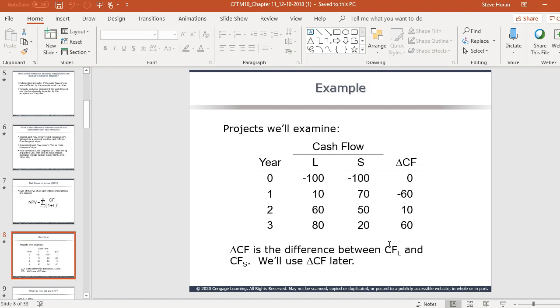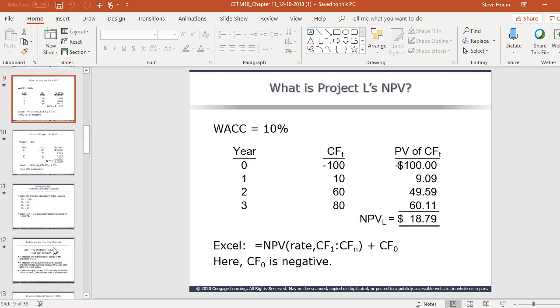Okay, so I spend $100 today, and under this option, I get 10, 60, and 80. Under this one I get 70, 50, and 20. So L versus S. L meaning I have to wait to get the big cash flows. S, I get that big cash flow right away. And we'll use the delta. The triangle means change, so we'll look at that later. They gave us the WACC. They said the WACC is 10%.